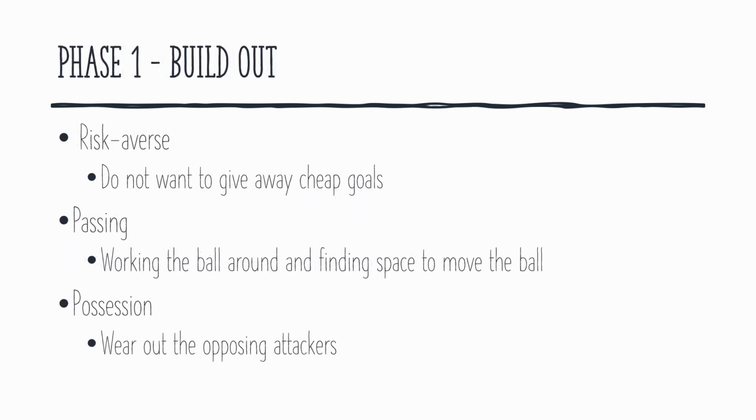Phase 1 is about possession in the defensive third. In this phase, it is critical to maintain possession with as little risk as possible. If the team were to turn over the ball in this phase, it would most certainly lead to the opposition scoring or having a great opportunity.